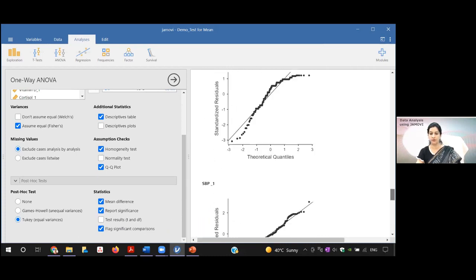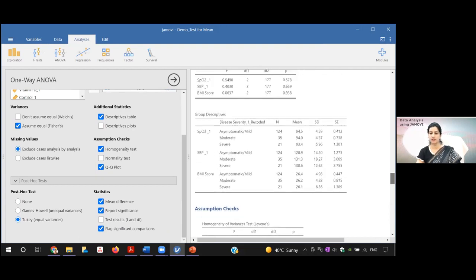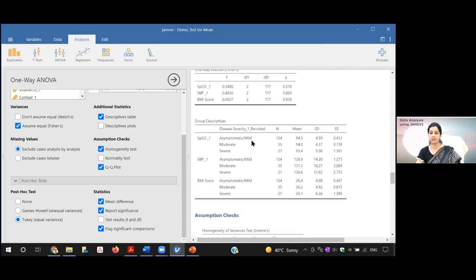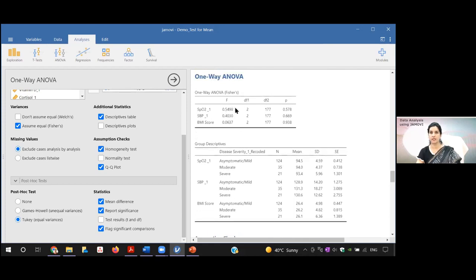So now if you see, this is the assumption check. This is the group descriptive, like you can see the mean value of SpO2 in asymptomatic or mild, in moderate and in severe, with its standard deviation. This also you have to report. And then you can see the value of this F statistic with 2 degrees of freedom. One is for the number of groups and this is for the total sample. And here you can see the value of P. So none of the differences was statistically significant.